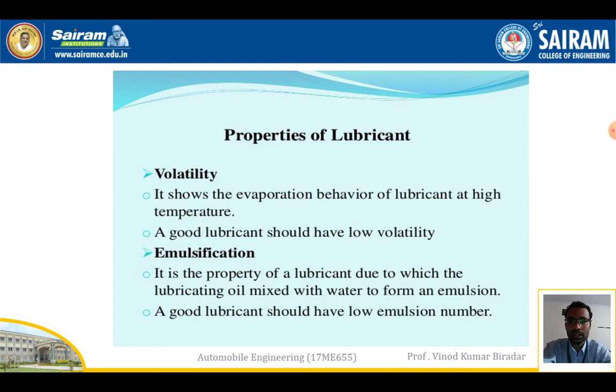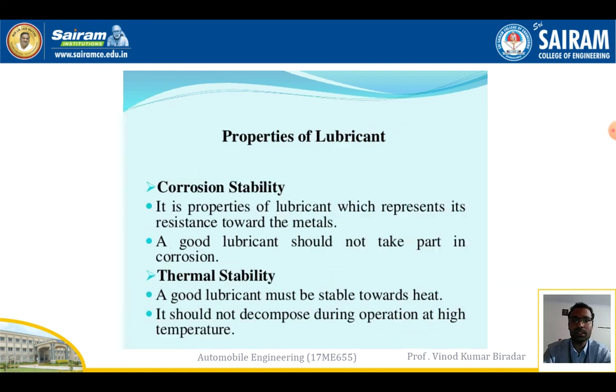Emulsification is a property of a lubricant due to which the lubricant oil mixes with water to form an emulsion, that is, the lubricant as well as a little amount of water can be used as a lubricant system. Next one is corrosion stability, the resistance of the lubricant toward the metal. A good lubricant should not take part in corrosion. Next one is thermal stability. A good lubricant must be stable towards heat. These are some properties of lubricant system.